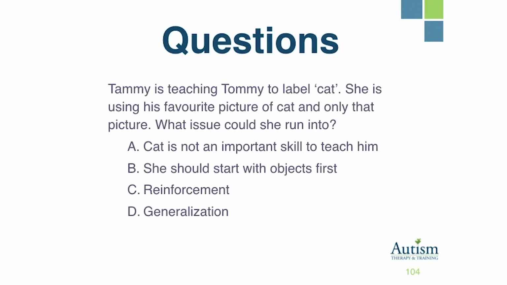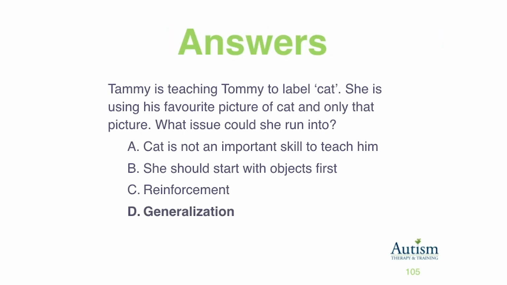Tammy is teaching Tommy to label cat. She is using his favorite picture of cat and only that picture. What issue could she run into? A. Cat is not an important skill to teach him. B. She should start with objects first. C. Reinforcement. Or D. Generalization. And the correct response is D. Generalization.